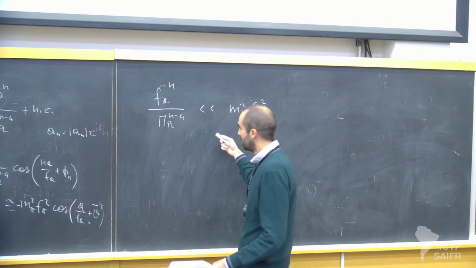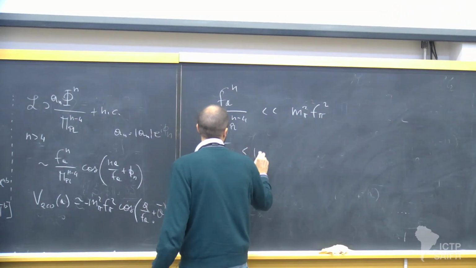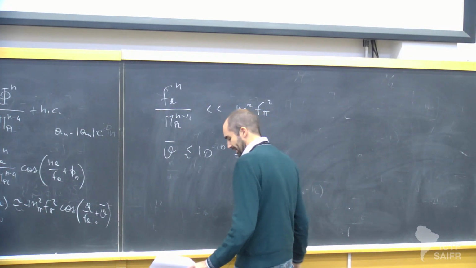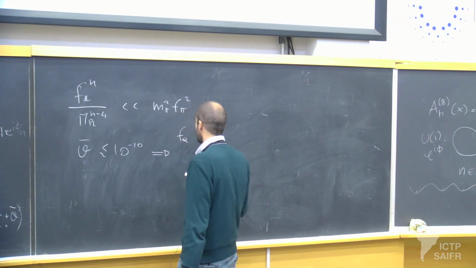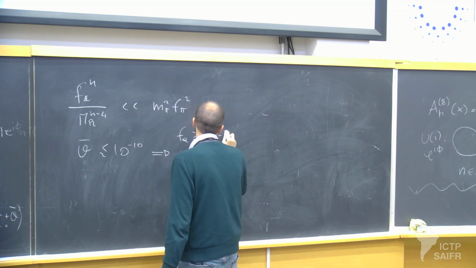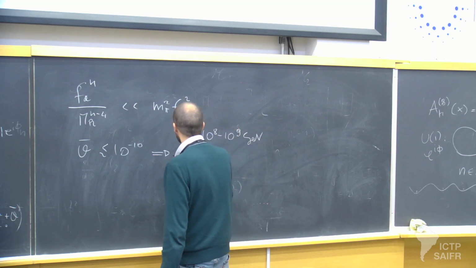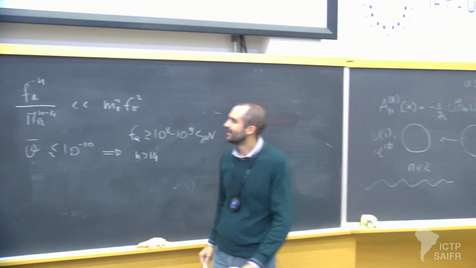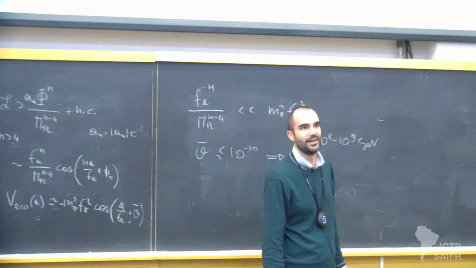So yeah, I need this to hold, and if I want to be consistent with the experimental bound that we wrote down yesterday, in practice this means that if I consider the smallest FA consistent with experiment, which is around 10 to the 8, 10 to the 9 GeV, then I need n to be bigger than 14. So essentially, we're saying that this operator doesn't exist up to an insanely high number, n.